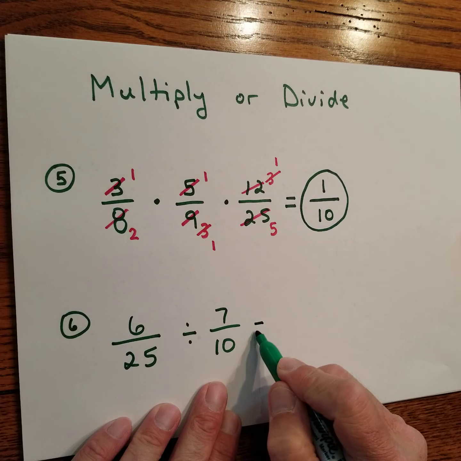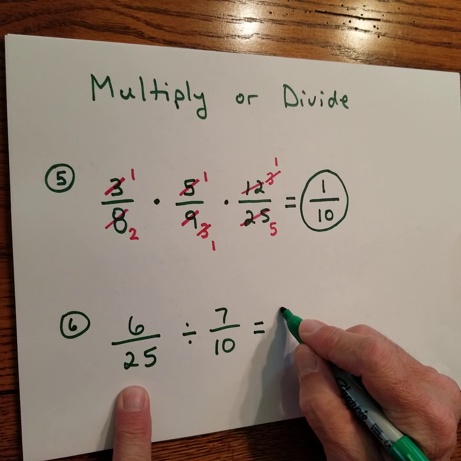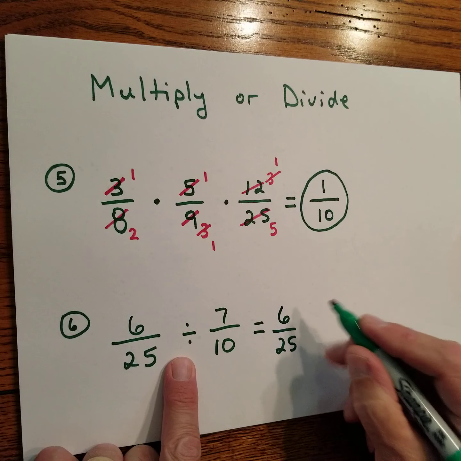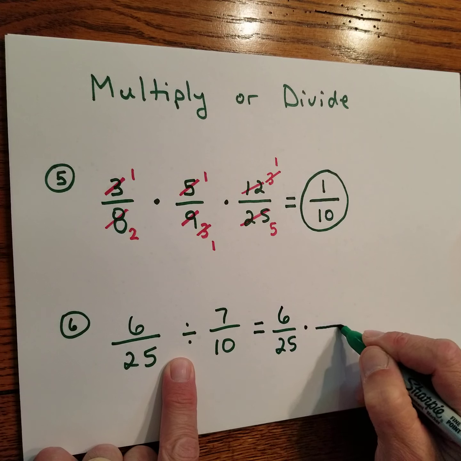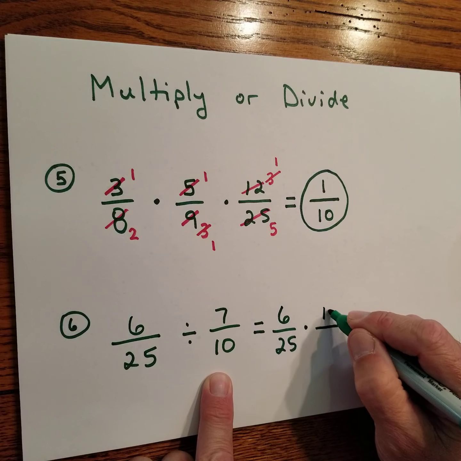On number 6, when we divide, here's the process. Copy the first fraction. Change division to multiplication, as long as you take the reciprocal of the second fraction. Take 7 over 10 and flip it.